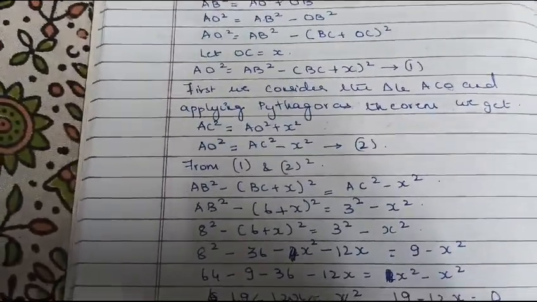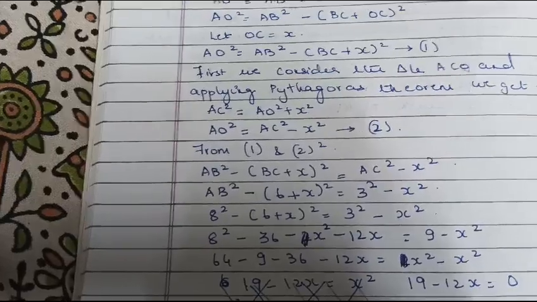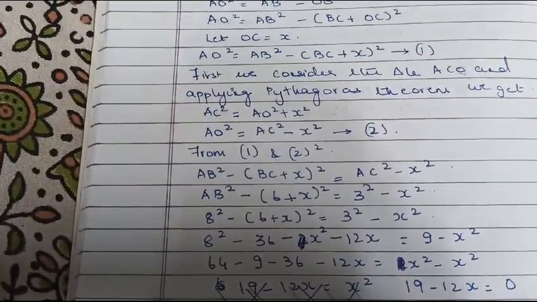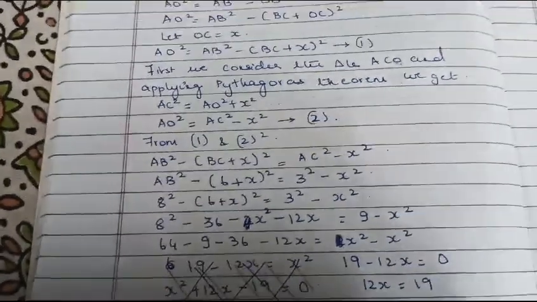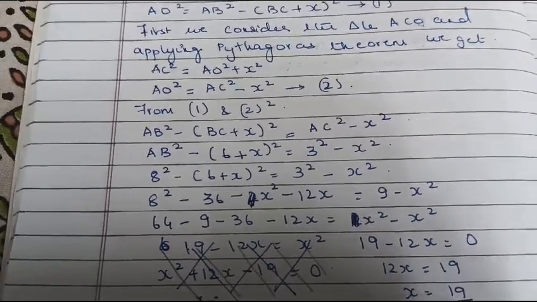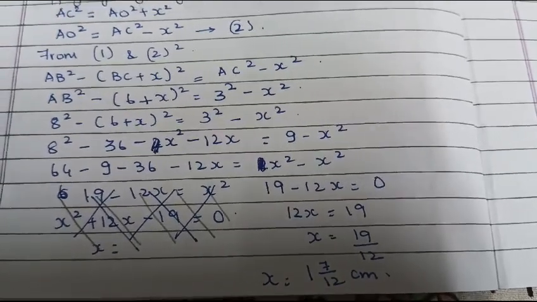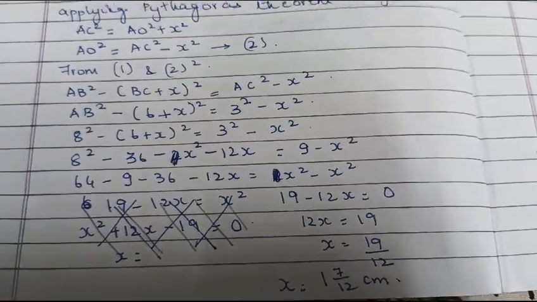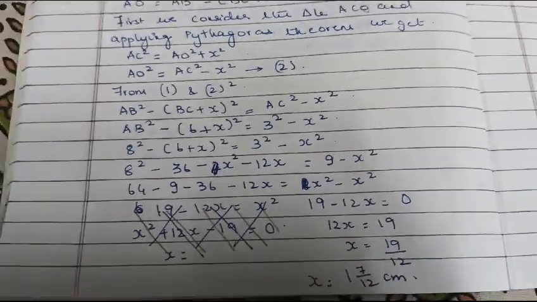AB square minus 6 plus x the whole square is equal to 3 square minus x square. 8 square minus 6 plus x the whole square is equal to 3 square minus x square. 64 minus 36 minus x square minus 12x is equal to 9 minus x square. That is 64 minus 9 minus 36 minus 12x is equal to x square minus x square. You get 19 minus 12x is equal to 0. 12x is equal to 19. x is equal to 19 by 12. Therefore, x is equal to 19 by 12 centimeters. I'm just pausing for a few seconds for you to understand the sum.